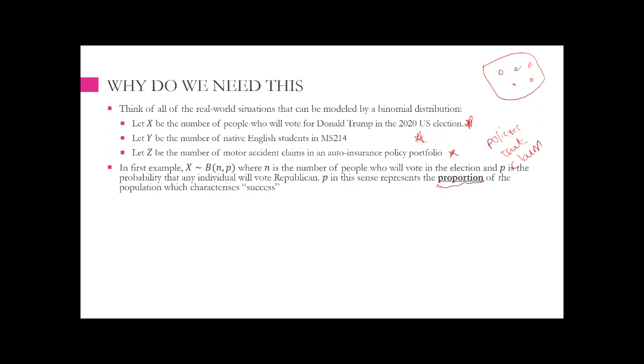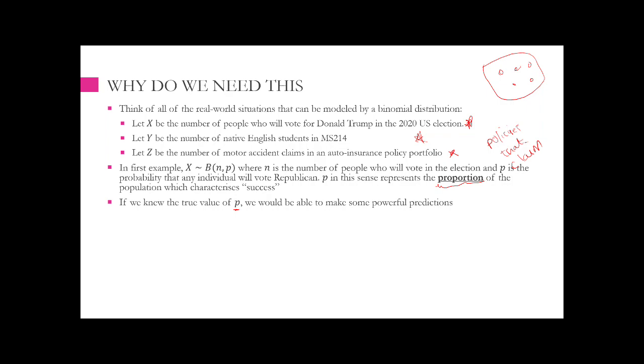So that's just a quick recap on the binomial distribution. So, if we knew what the true value of p was, if we knew what the probability actually was that any individual will vote for the Republican Party or for Donald Trump, right?